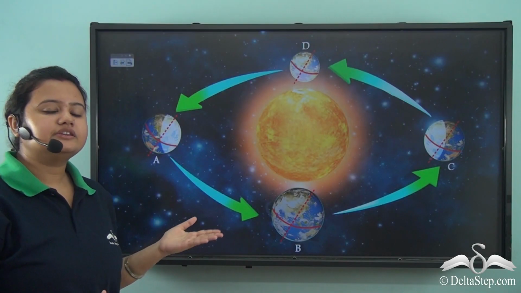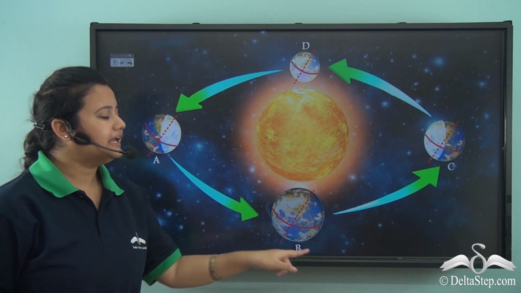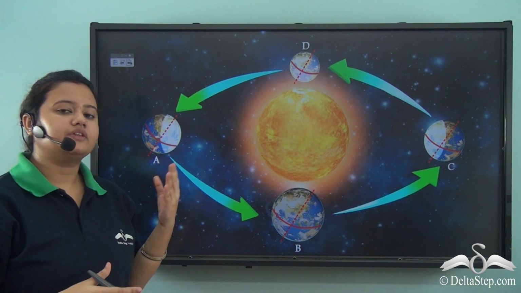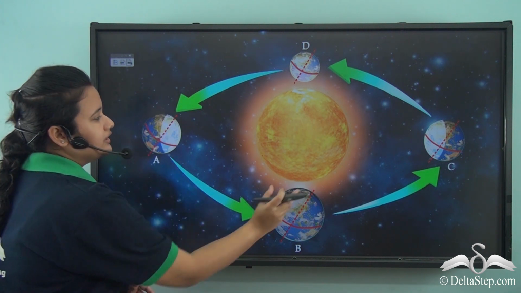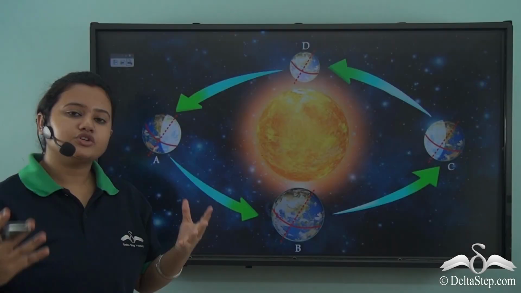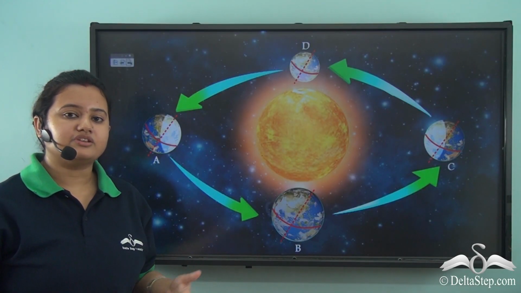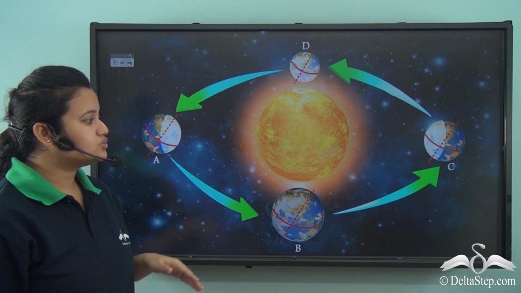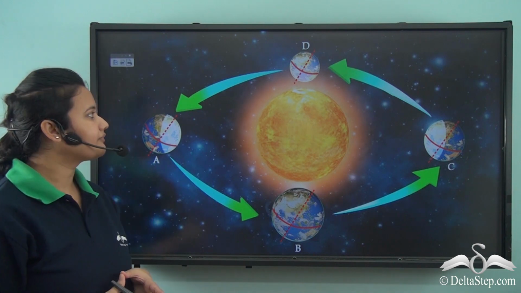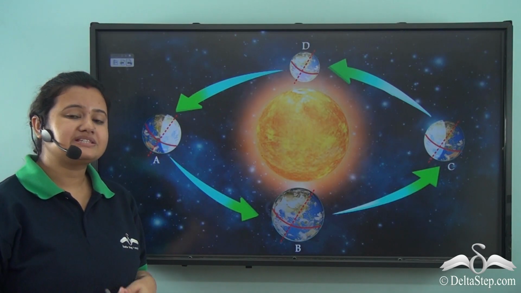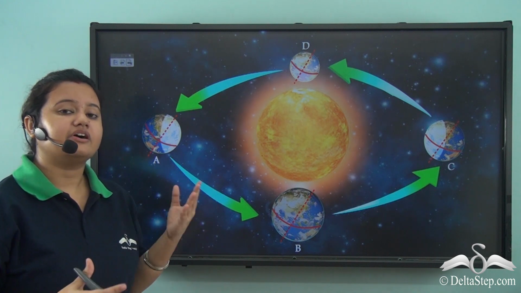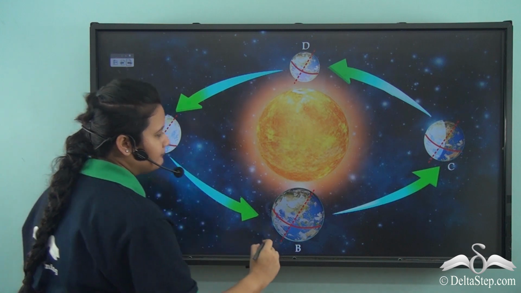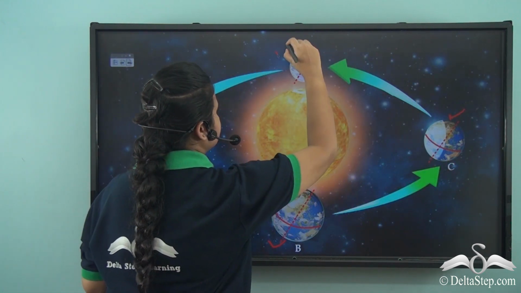We know the earth revolves around the sun in an elliptical orbit. Now, it not only revolves around the sun but also rotates on a tilted axis. So due to this simultaneous occurrence of rotation and revolution, the earth's position with respect to the sun changes. Now this picture illustrates the different positions of the earth around the sun. Now let us mark these positions as A, B, C and D.